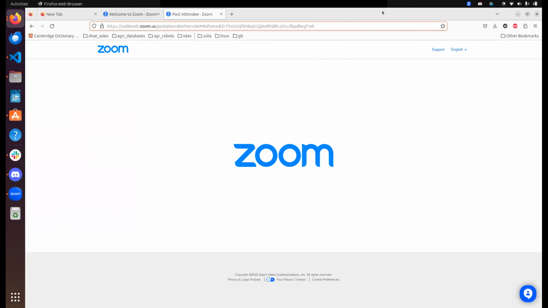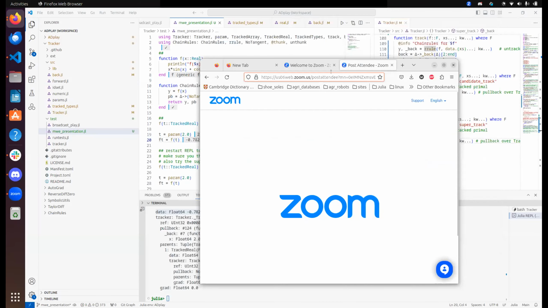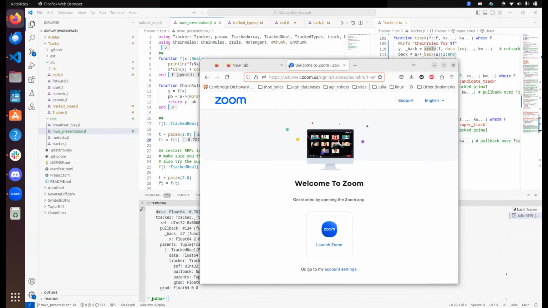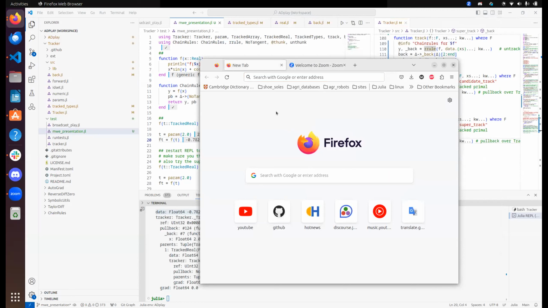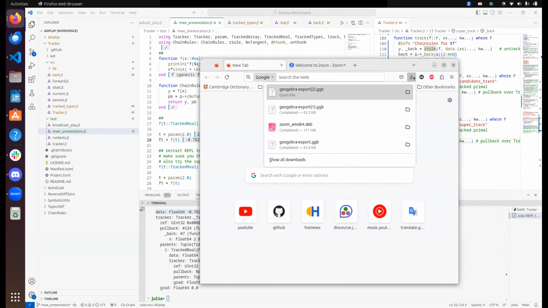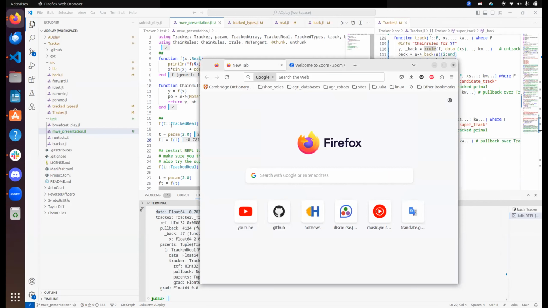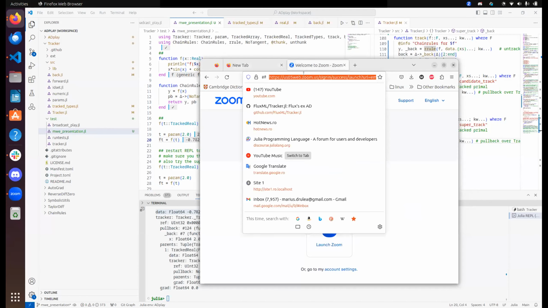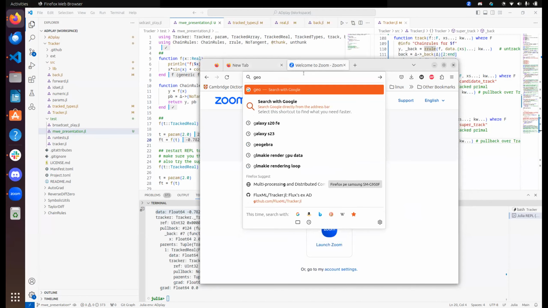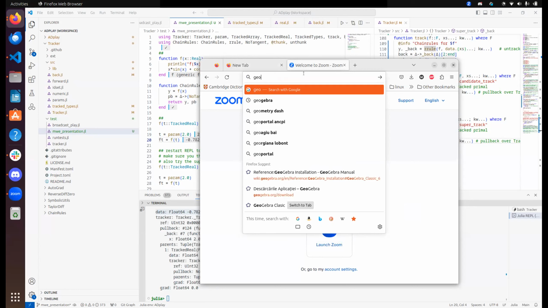Where is that? One moment. Okay, some problems. I think I've lost some GeoGebra stuff.